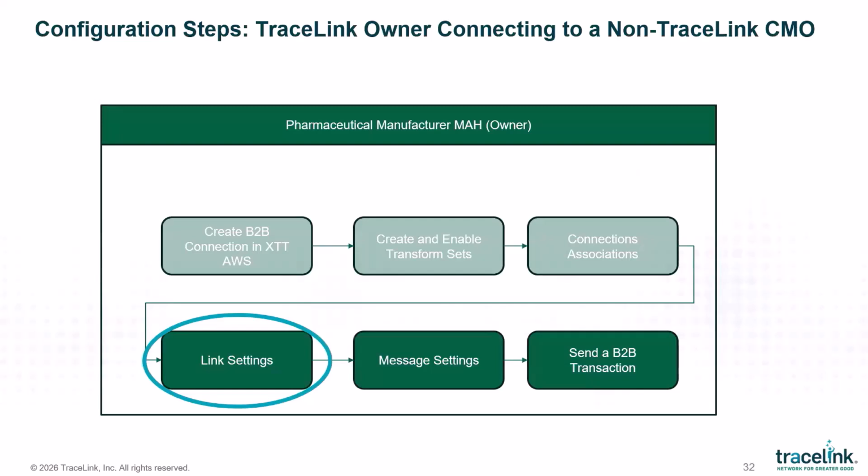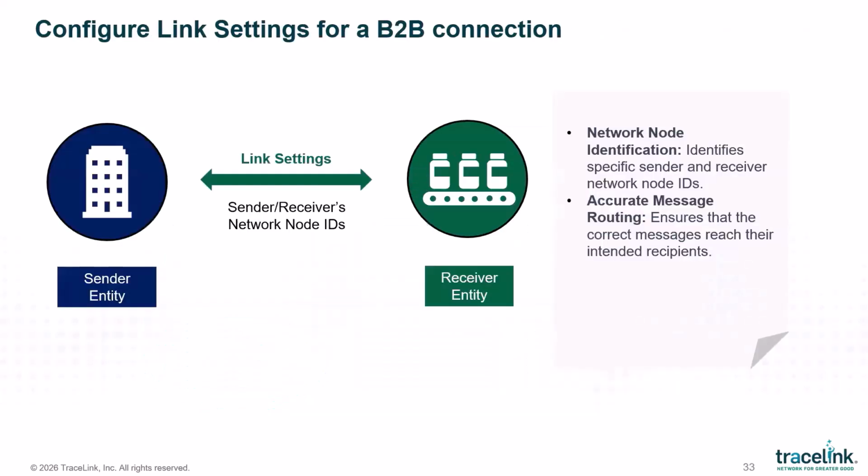Now on to link settings. Link settings are essential for defining how messages are routed between sender and receiver entities in the Mint network. They ensure that the correct messages reach the intended recipients. Properly configured link settings facilitate seamless communication and data exchange between companies. They help identify sender and receiver network node IDs, which are crucial for processing transactions accurately.